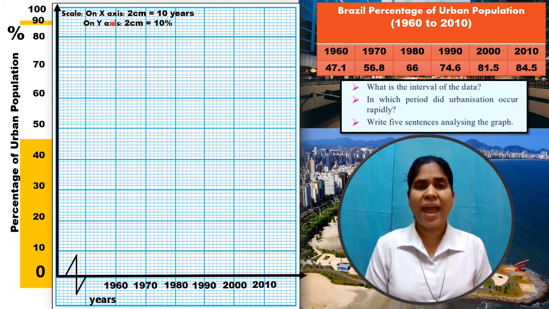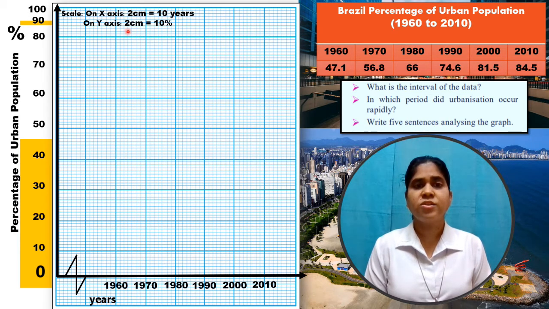Scale. On x-axis, 2 centimeters is equal to 10 years. So we have considered this 1 square as 10 years. On y-axis, 2 centimeters is equal to 10 percent. Similarly, this 1 square represents 10%. Let us now mark the intervals of percentage.